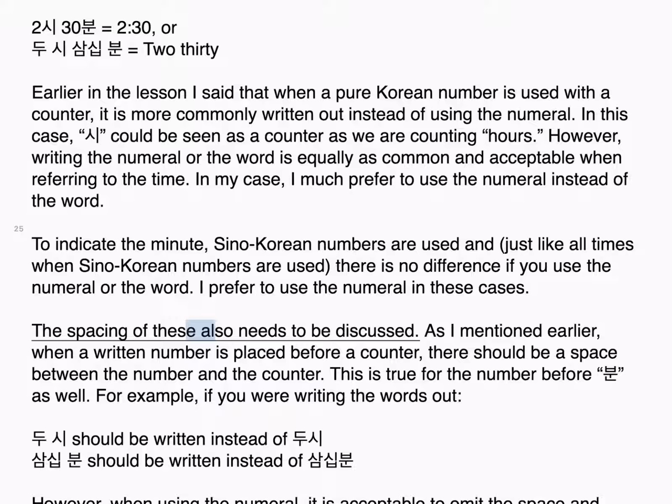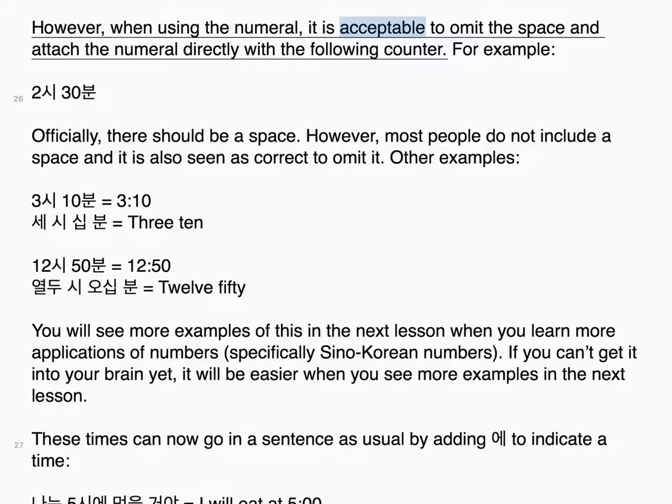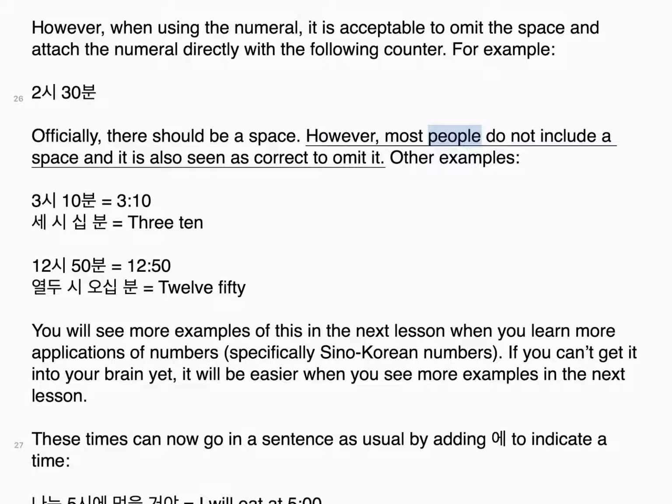The spacing of these also needs to be discussed. As I mentioned earlier, when a written number is placed before a counter, there should be a space between the number and the counter. This is true for the number before 분 as well. For example, if you were writing the words out, 두 시 and 삼십 분 should be written with a space. However, when using the numeral, it is acceptable to omit the space and attach the numeral directly with the following counter. For example, 2시 30분. Officially, there should be a space. However, most people do not include a space and it is also seen as correct to omit it.